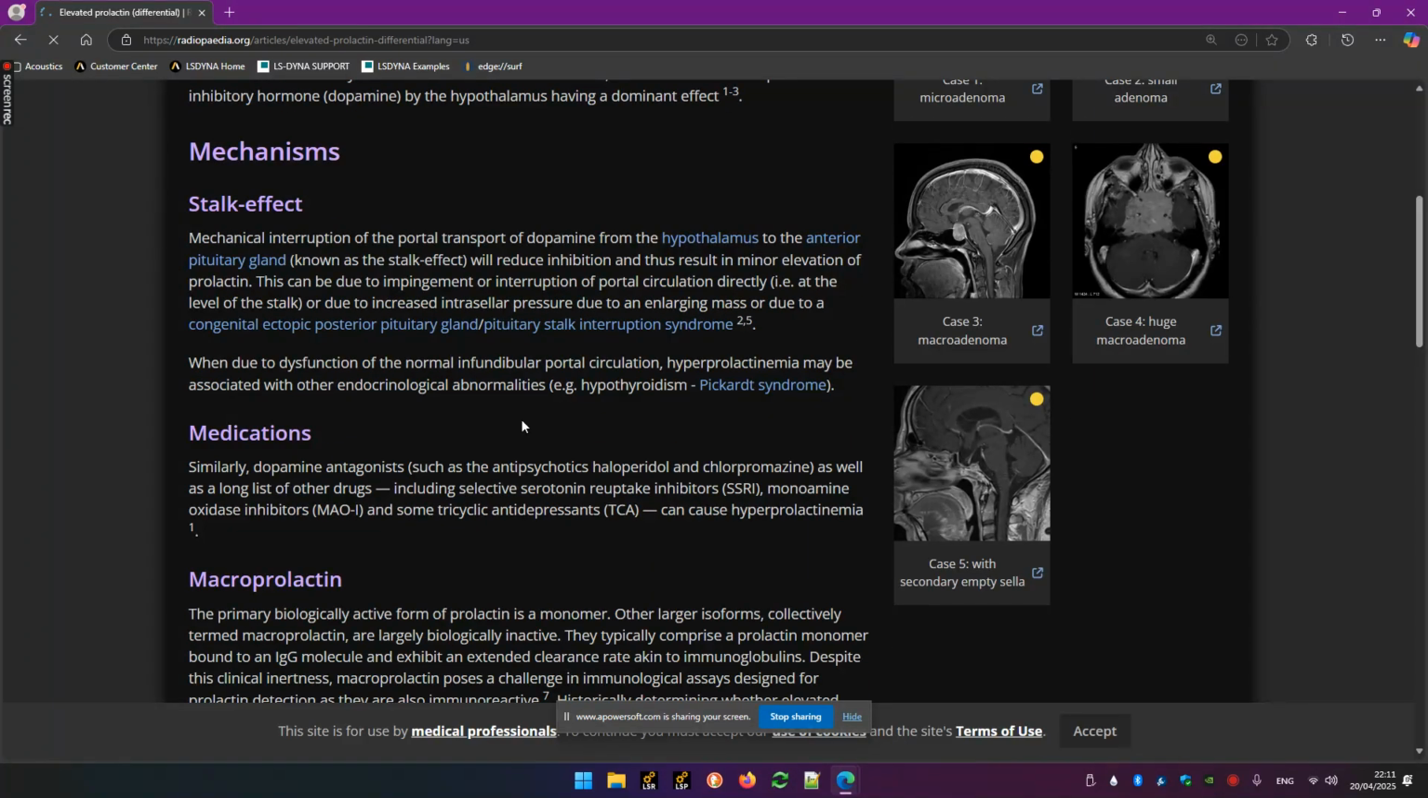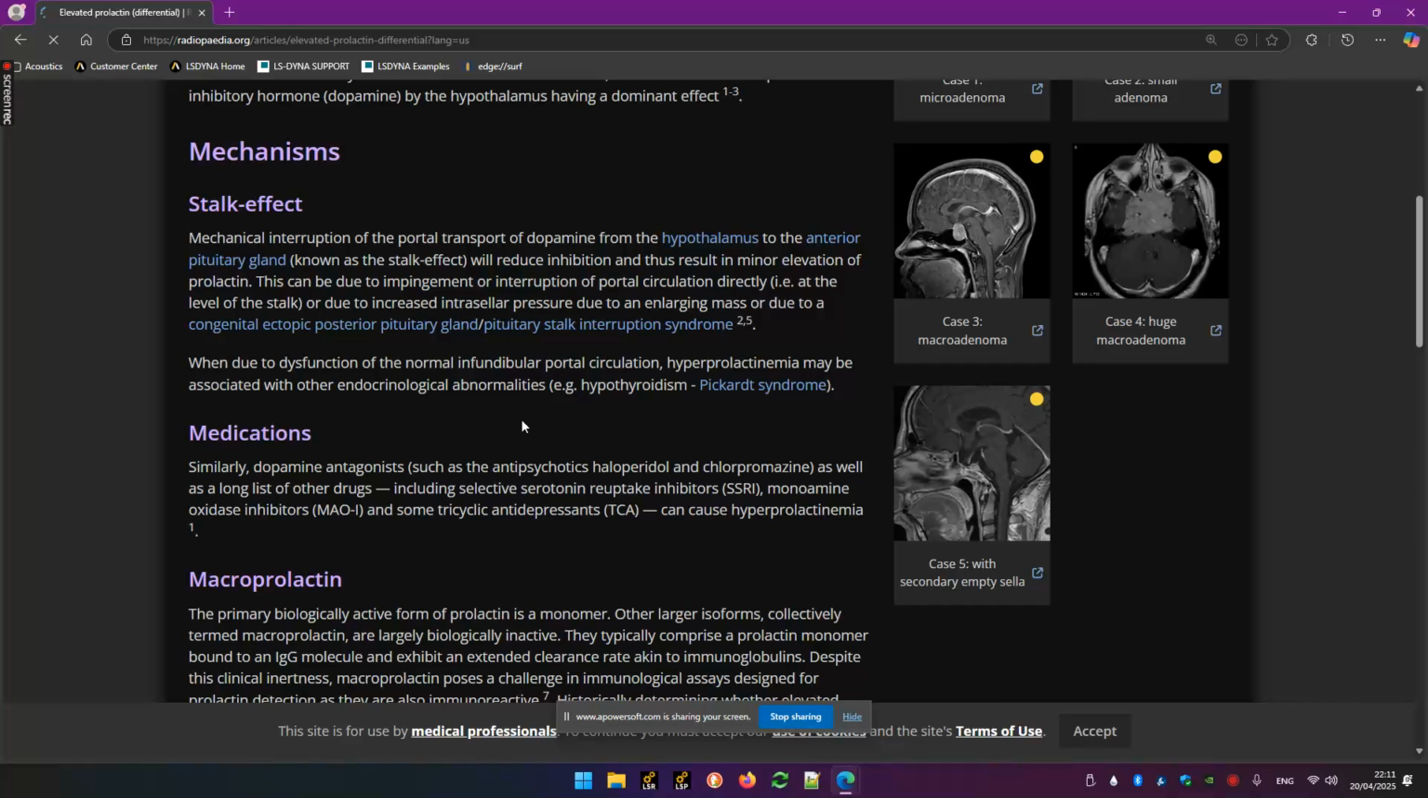Stalk effect: mechanical interruption of the portal system, the transport of dopamine from the hypothalamus to the anterior pituitary gland, will reduce inhibition and thus result in elevation of prolactin. Because dopamine inhibits prolactin. Dopamine goes through the stalk. If there is stalk compression, dopamine can't come, and can't reduce the levels of prolactin because dopamine inhibits it. And if there is no dopamine, there is reduction in inhibition of prolactin.